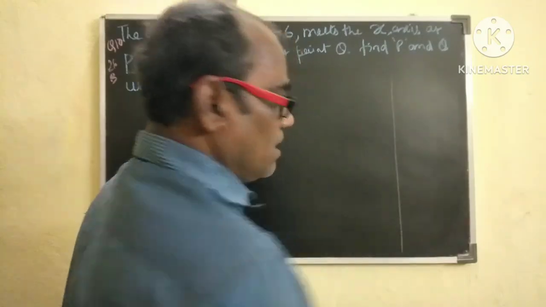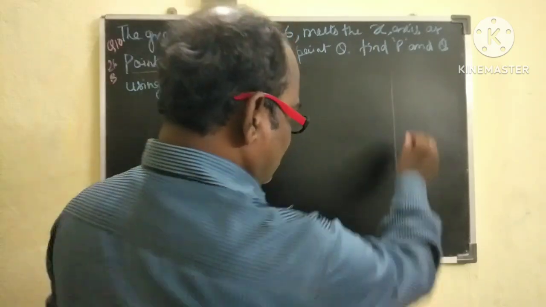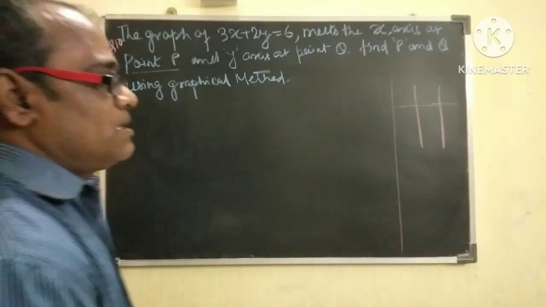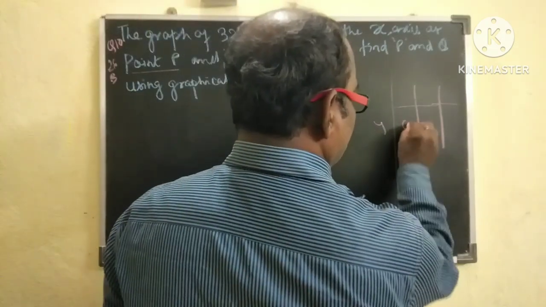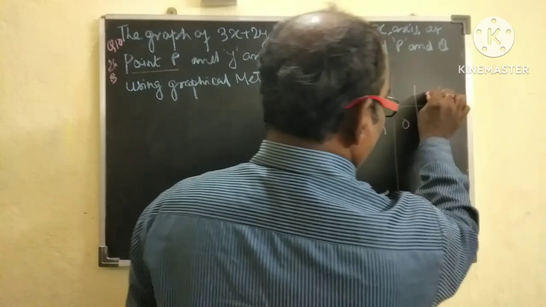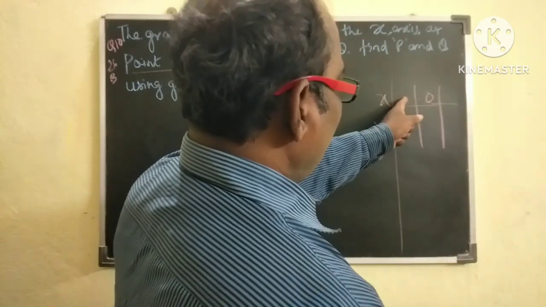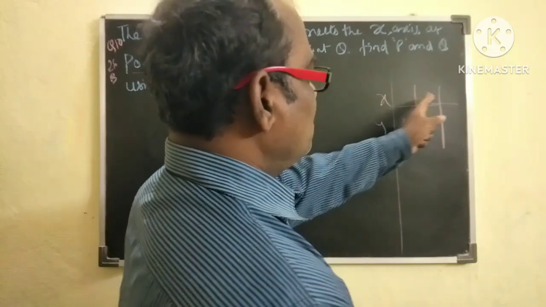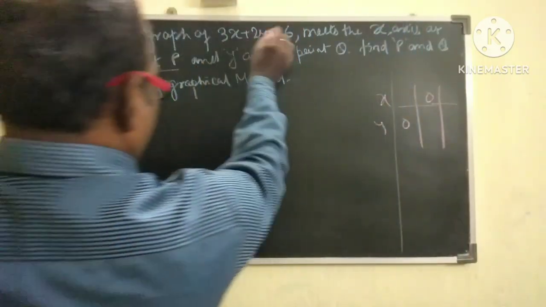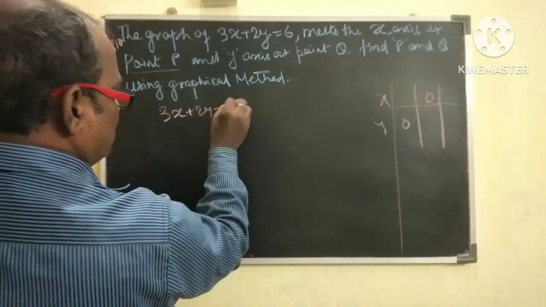One thing we are going to use is that when it meets the x-axis, y is equal to 0, and when it meets the y-axis, x is equal to 0. So here we have to find which points we get by putting x equal to 0. Let us write the equation first. The equation is 3x plus 2y equals 6.